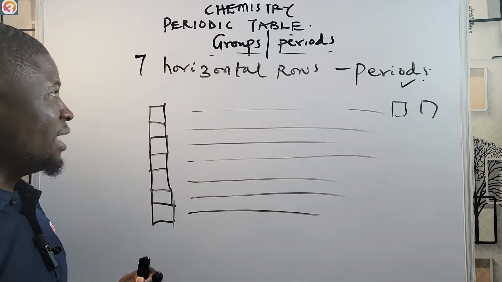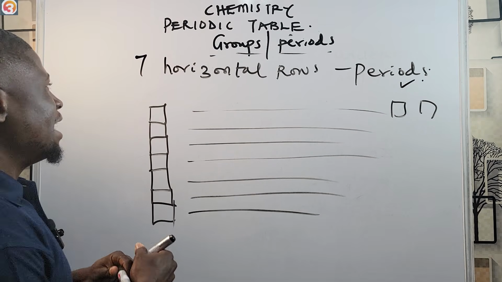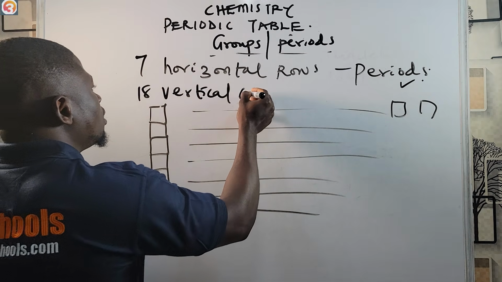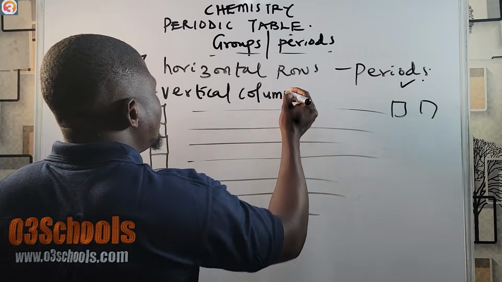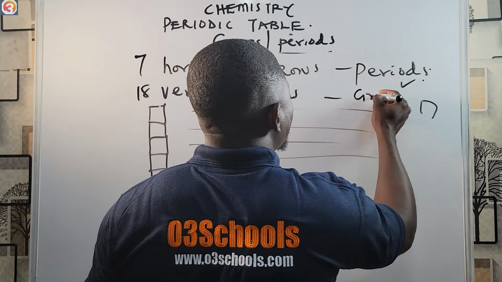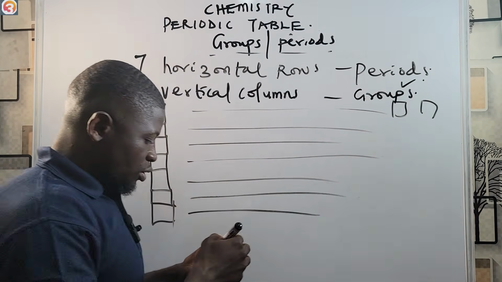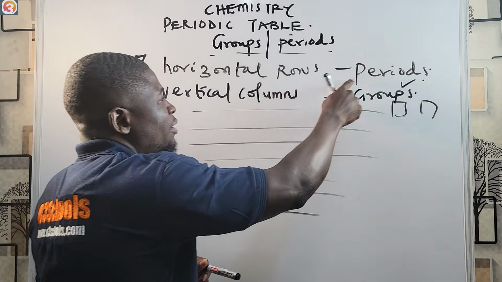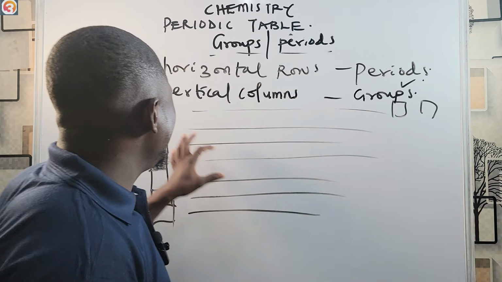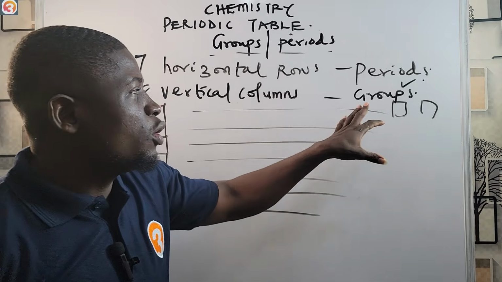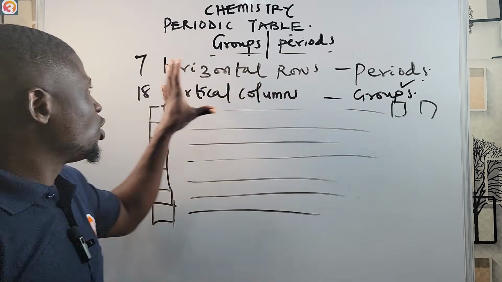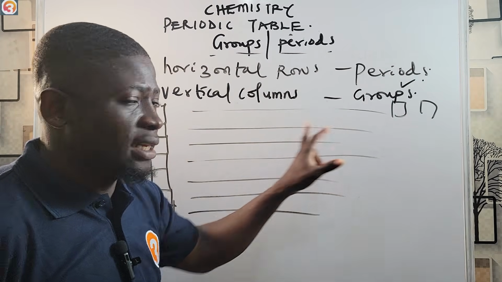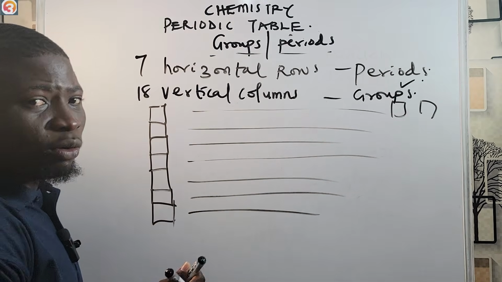All right, in the periodic table, there are 7 horizontal rows called periods, and then we have 18 vertical columns that we call the groups. All right. So in a complete periodic table, we have 7 horizontal rows that we call periods, and then 18 vertical columns that we call the groups. So this is a complete periodic table. 7 horizontal rows called periods like this, as you can see. Then 18 vertical columns.